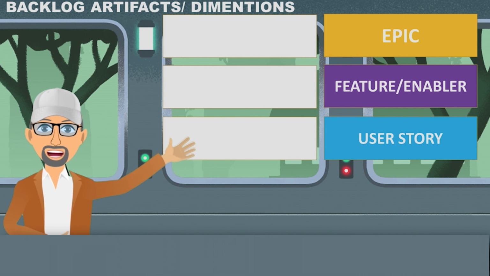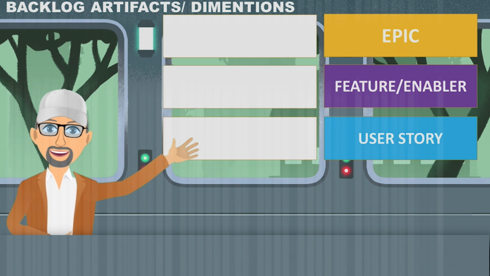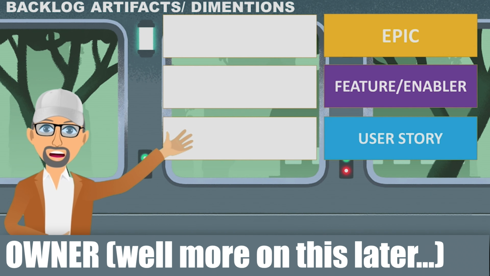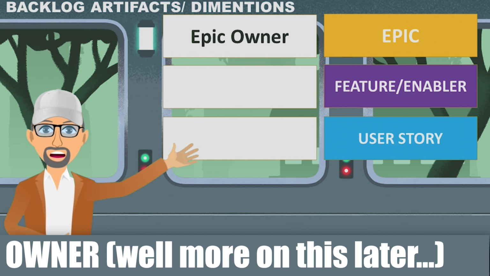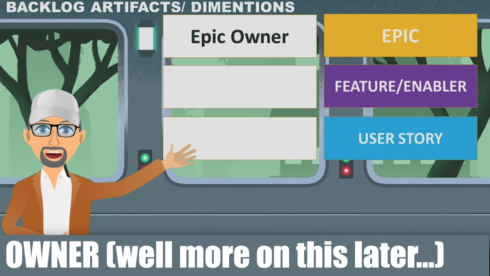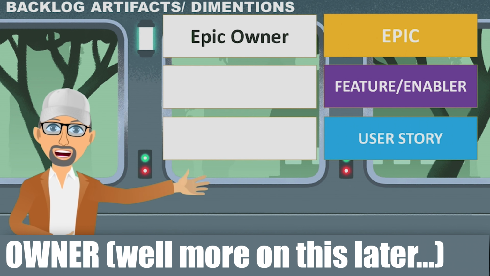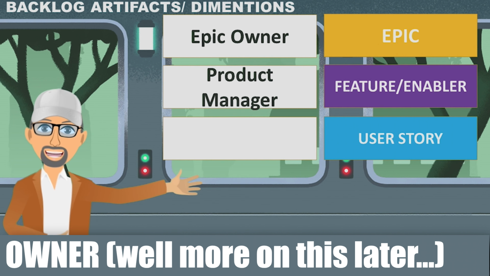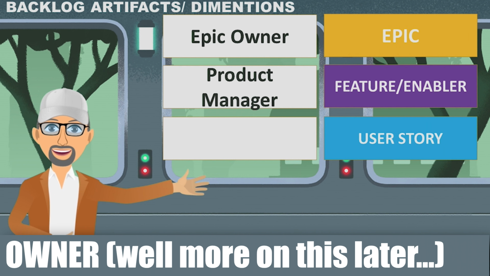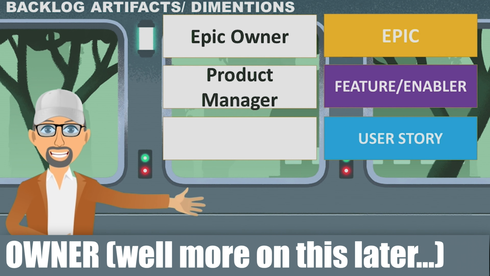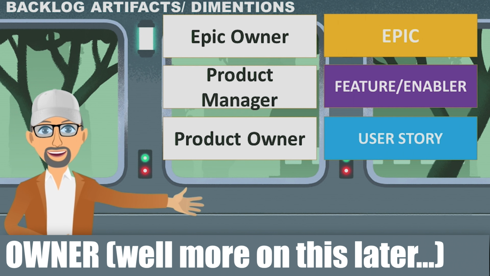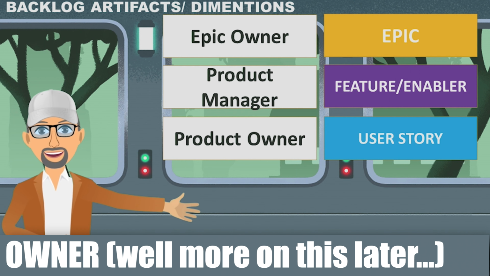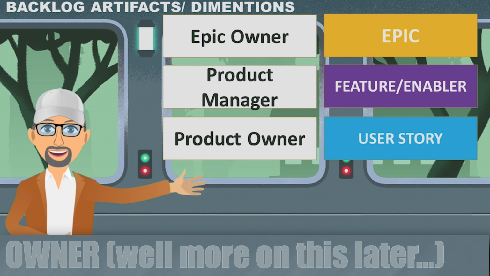Now, the last dimension that we want to talk about is the owner. That's really critical. Who's ultimately responsible for bringing these through? With an epic, you're going to have an epic owner. Those are various individuals who are ultimately responsible for the delivery of this epic. The second one is the feature and enabler, which the product manager is responsible for within a single program to bring across. And then the user story, where the owner is the product owner. Each one of these individuals is the owner of the content in these individual backlogs.